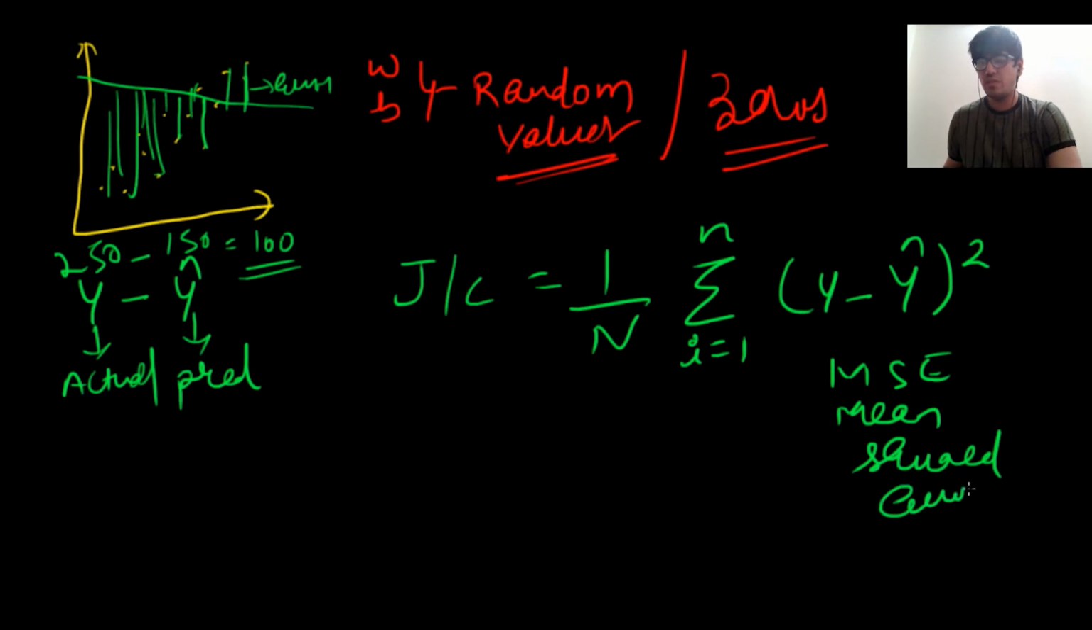So by using mean squared error, this is our cost function, by the way. We are calculating the error between all these data points. So this is our cost function. Now comes the part of reducing the error. How can we reduce the error?